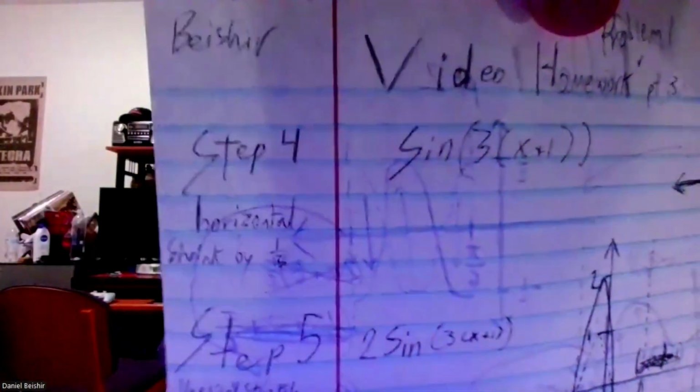The next step is to shrink horizontally by 1/3 because of the 3 right there. This basically just shrinks the graph down by a third horizontally. The next step is to stretch vertically by 2. We stretch vertically because the 2 is next to the sine. It is not the sign, it is not inside the sine, it's outside. So that changes the amplitude to 2 and just makes it taller.